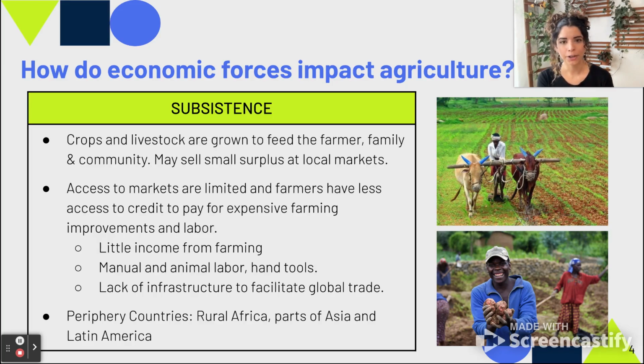Manual and animal labor are used, as well as hand tools, as you can see pictured here, as opposed to mechanized tools like machinery. And also there's a lack of infrastructure to facilitate global trade. So usually we see these people in more rural areas that aren't as connected, practicing subsistence farming, because they can't just easily load up their agricultural products and send them to ports or other trade routes. They're a little bit more outside of urban areas. We see this in periphery countries. We'll get into that a little bit more later, but for periphery countries, think of countries that are still developing.